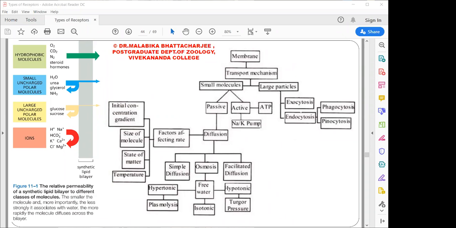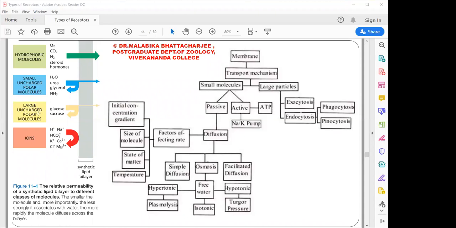Next, small uncharged polar molecules, that is, molecules which move through the membrane. They are uncharged in nature, but they cannot pass through the lipid bilayer as such because they are hydrophilic in nature. So either they have to move through ion channels or through receptor mediated mechanisms. This category includes water, urea, glycerol, ammonia.